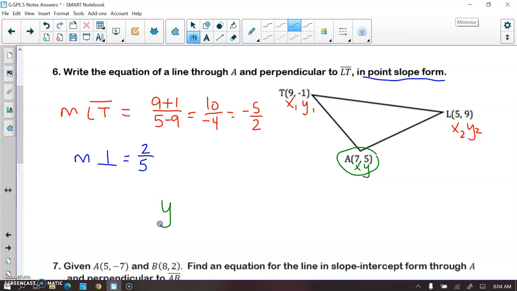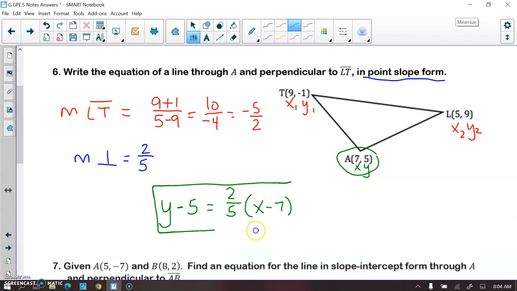So that's in the form of y minus the y value of the point that it passes through, so 5, is equal to your slope times x minus the x value of the point that it passes through. This is your equation in point slope form, and that's all they asked you to do.